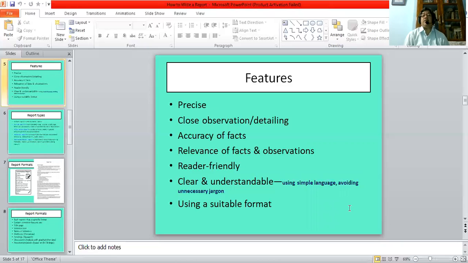Also, the language that is used should be clear and understandable. Obviously, because especially formal reports or long reports are intended for specialized readers, some use of professional jargon is inevitable in such reports. However, as far as possible, unnecessary use of jargon needs to be avoided. They should be clear and understandable and lucid and easy to read as far as is practical. And the suitable format or template needs to be followed at all times without any variation.